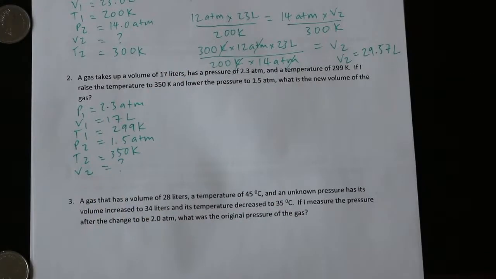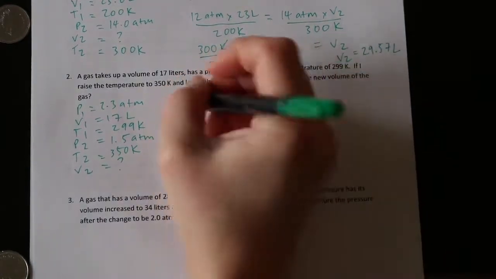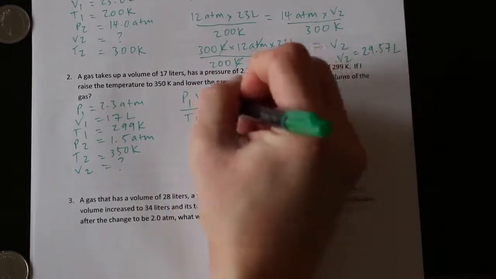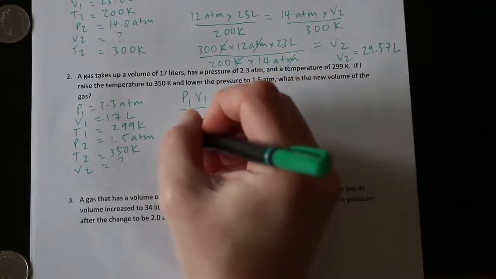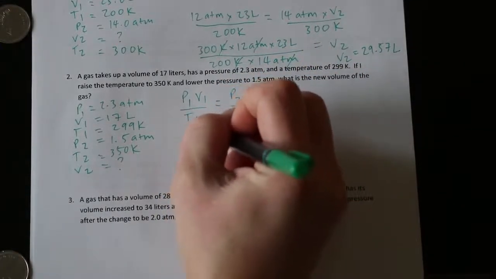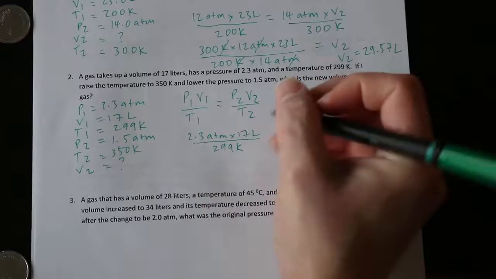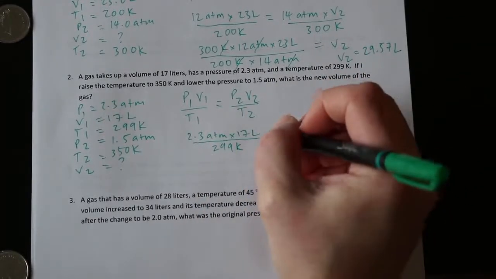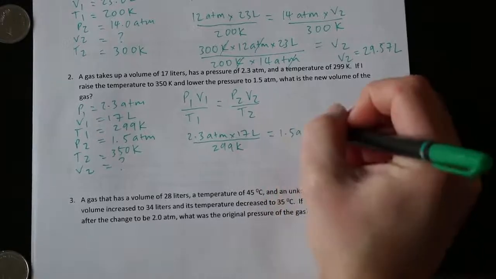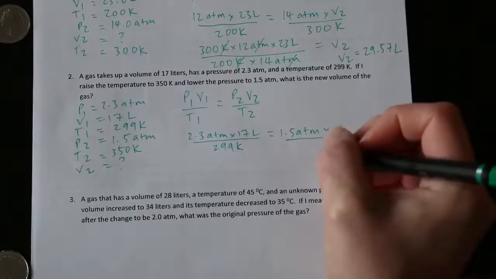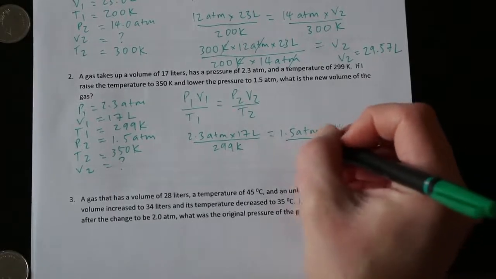So our temperature is already in Kelvin, so that's straight, and all of the pressure units agree, so we're straight there. So that's just P1 V1 over T1 equals P2 V2 over T2. That would be 2.3 atmospheres multiplied by 17 liters divided by 299 Kelvin equals 1.5 atmospheres multiplied by V2 divided by our T2, which is 350 Kelvin.